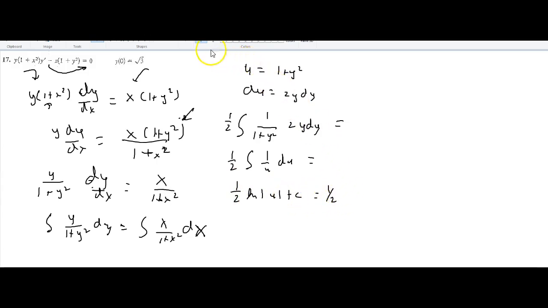Oh, no, I'm not going to do that side just yet. Just one more step before I do the right-hand side, because, you know, it's easy if I can do it right. 1/2 ln of (1 plus y squared). I don't need these absolute value bars because 1 plus y squared is never going to be negative. Then over here I have 1/2 ln (1 plus x squared) plus c.